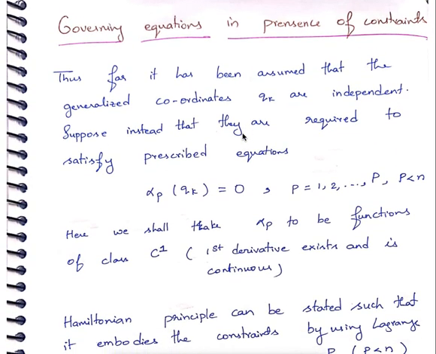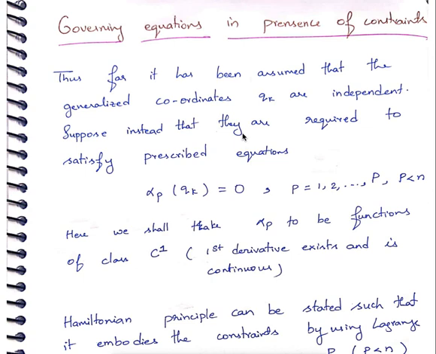Now, until now, we have seen how to obtain the equations of motion, which is basically governing differential equations for generalized displacements, when all the generalized displacements are independent of one another, meaning there are no constraints. But many times you encounter problems where the generalized coordinates are not independent. They are dependent on one another.